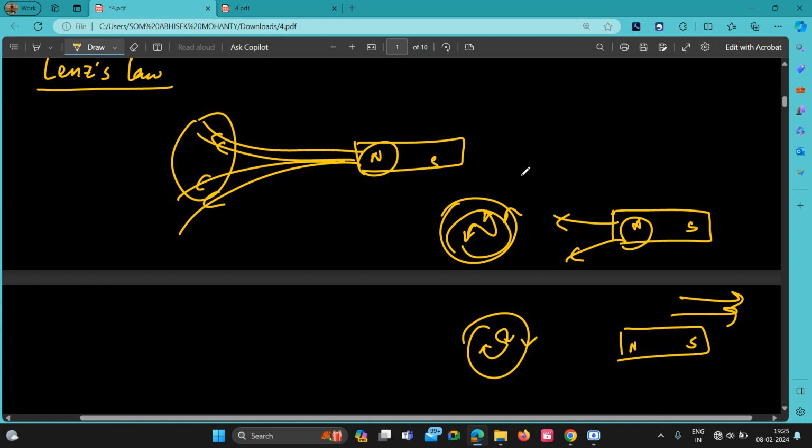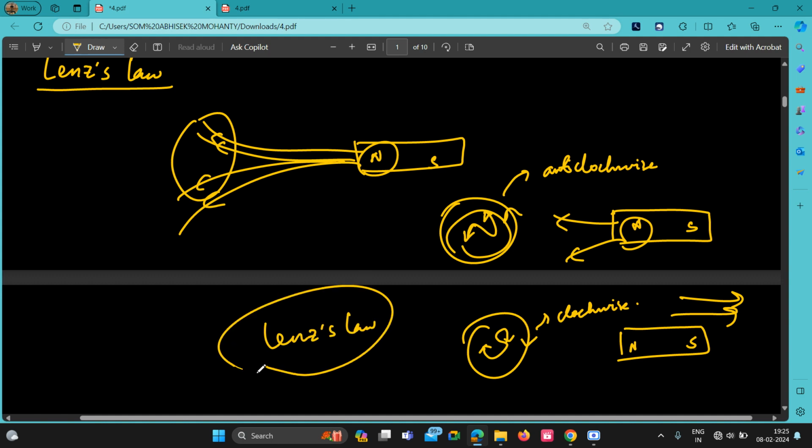Okay, got it? So this is which current? Anti-clockwise. This is anti-clockwise, and this is clockwise. Is that all right? So this is your Lenz law. I hope you can understand.